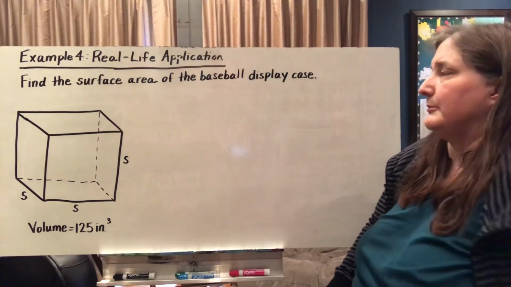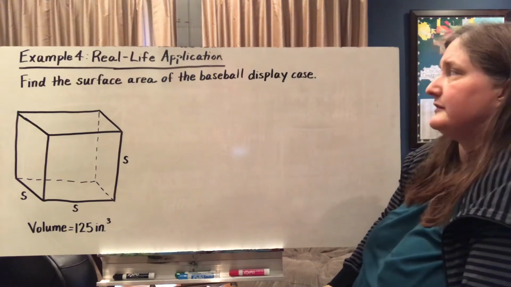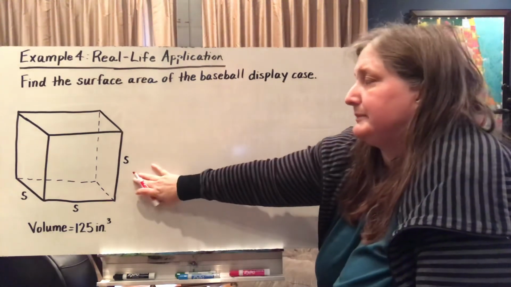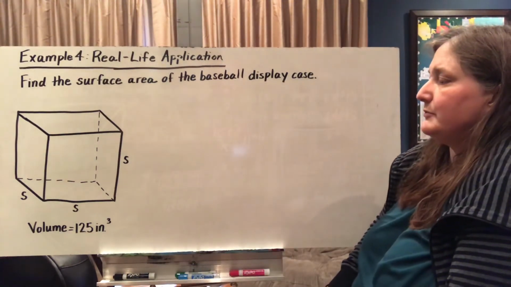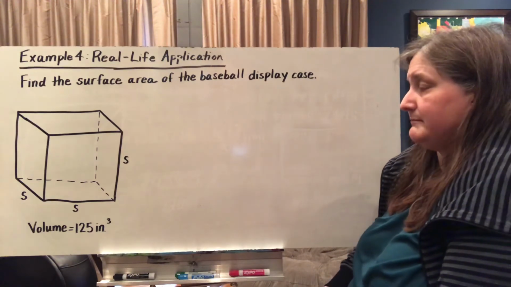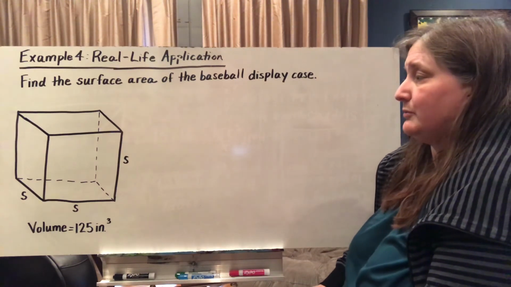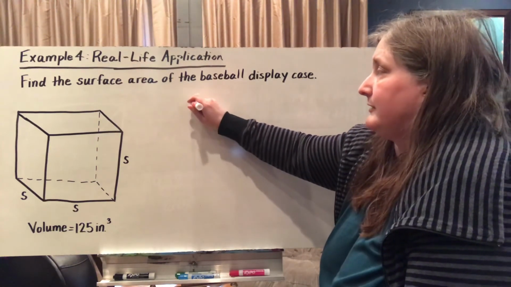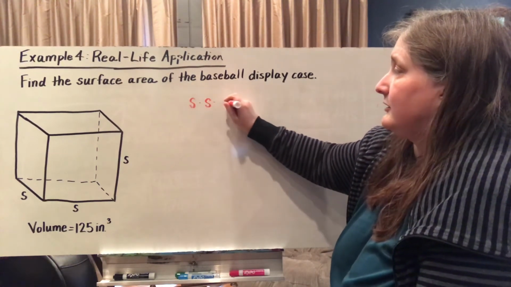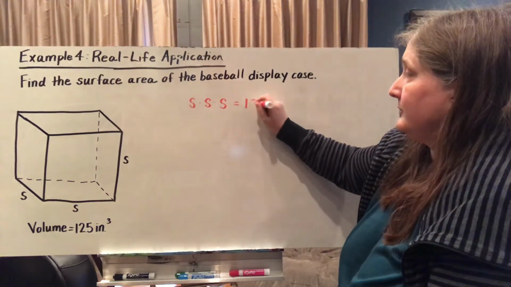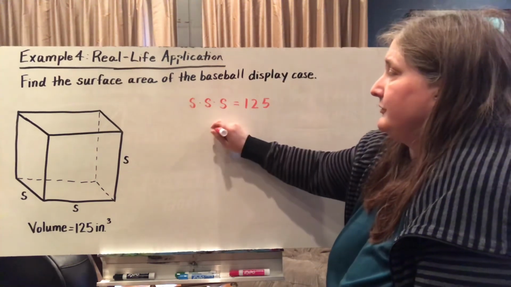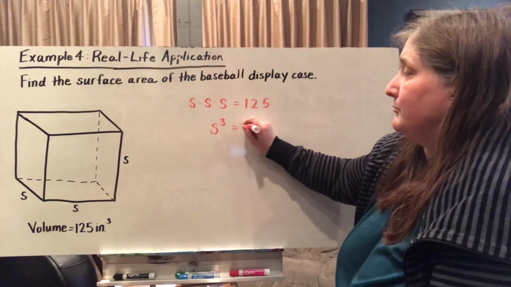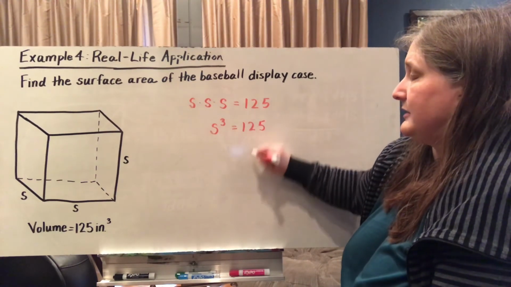And here's our last problem. We're being asked to find the surface area of this baseball display case. So we know that the volume of the baseball display case is 125, and the volume is found by doing the length times width times height, which in this case, since it's a cube, are all the same. So this is basically the side cubed equals our volume of 125.